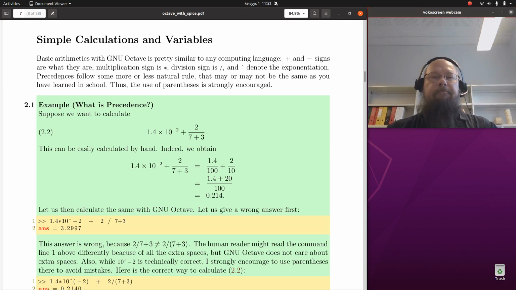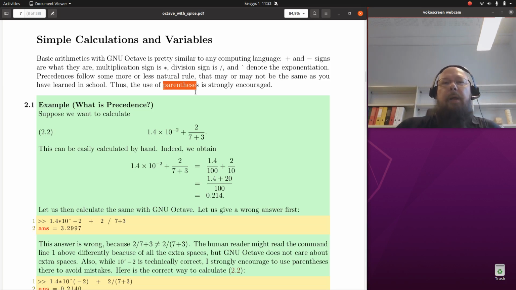Of course the answer is parentheses. They are strongly encouraged. I encourage you to use parentheses. It's never wrong to put extra parentheses there. So do that if you don't know how to calculate. And here is example 2.1 illustrating this point.